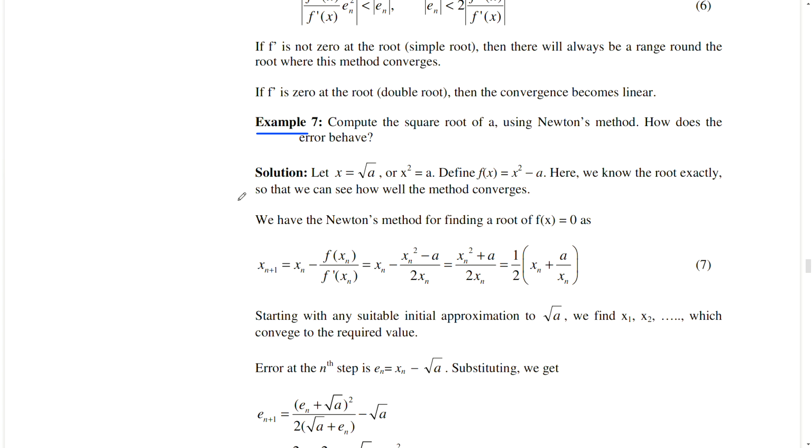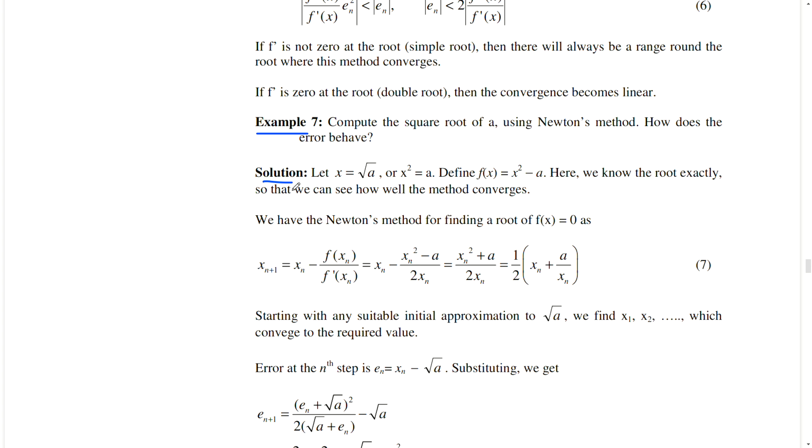Solution. Let x = √a, or x² = a, and define f(x) = x² − a. Here we know the root exactly, so that we can see how well the method converges. We have Newton's method for finding a root of f(x) = 0 as xn+1 = xn − f(xn)/f'(xn) = xn − (xn² − a)/(2xn) = (xn² + a)/(2xn) = ½(xn + a/xn).